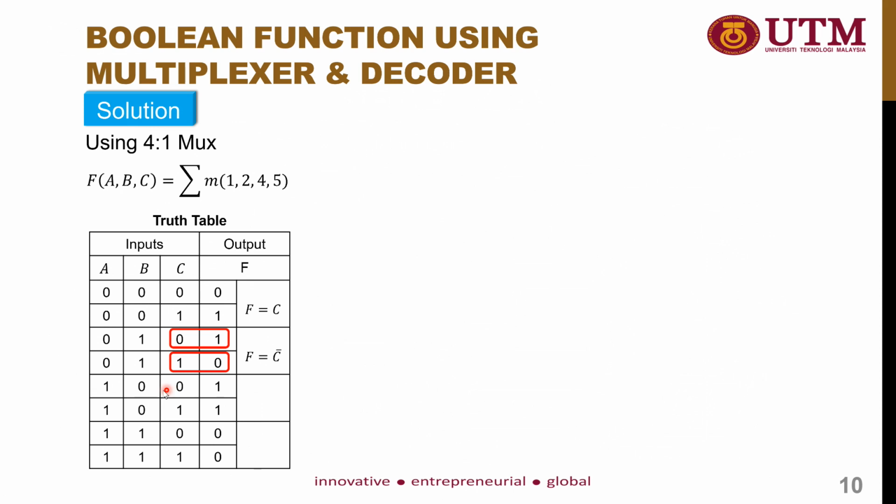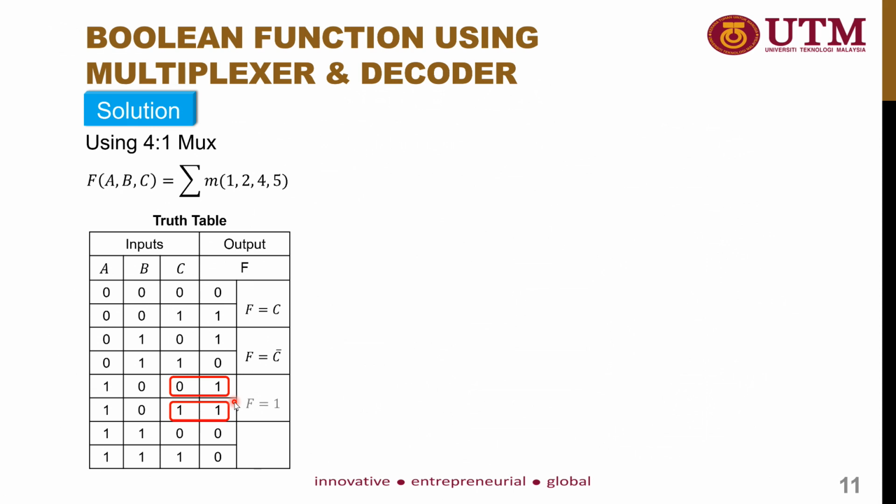So the third example is when A is equals to 1 and B is equals to 0. The first state says C is equals to 0 and F is equals to 1. And when C is equals to 1, F is still equals to 1. So this statement says that it doesn't really matter what the state of C is, the output will become 1.